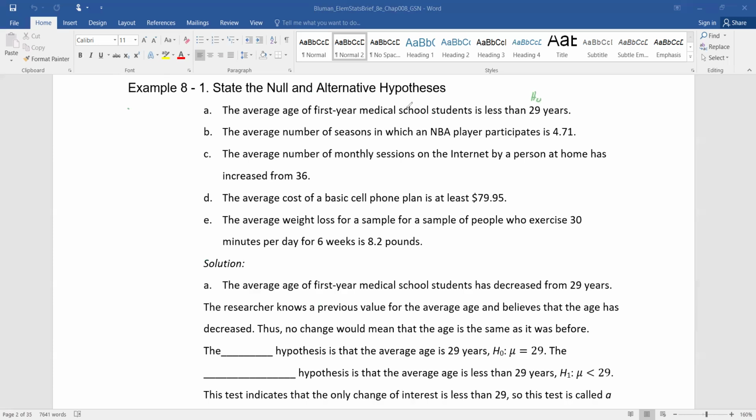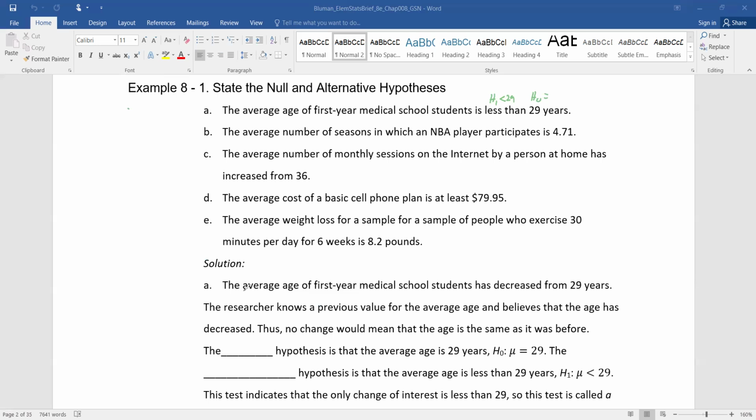So we're saying that the average age of a first year medical school student is 29. Now, your alternate hypothesis would be this statement, that the average age of the first year medical student is less than 29. So the null will always be equal. And then the alternate is basically something different. It can be a less than, it can be a greater than, or it could be just not equal to.